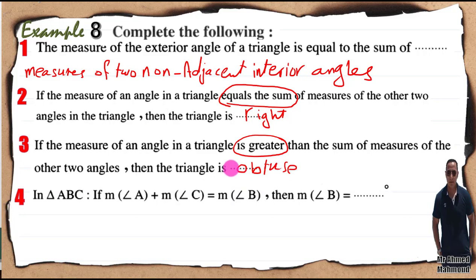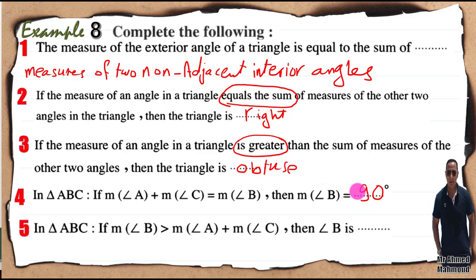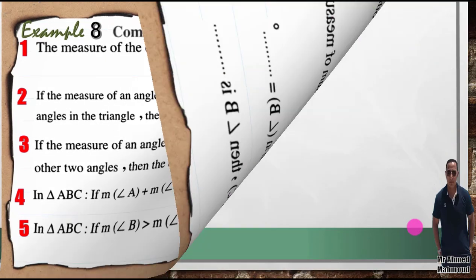Triangle ABC, angle A plus angle C equals B. Again, angle A plus C equals angle B, so the angle B here is 90 degrees. In triangle ABC, if angle B is greater than the sum of A and C, so angle B here is obtuse, and the triangle is an obtuse angle triangle.